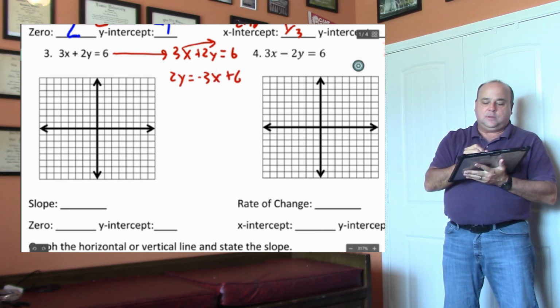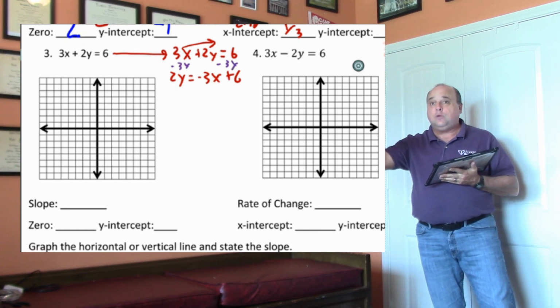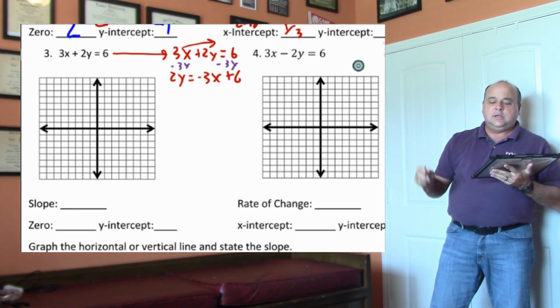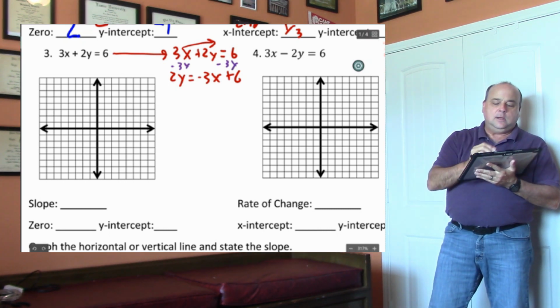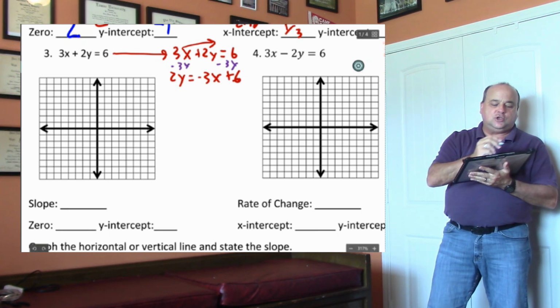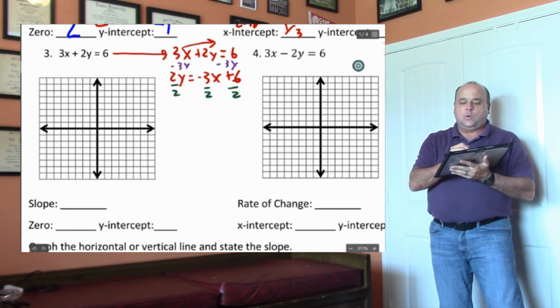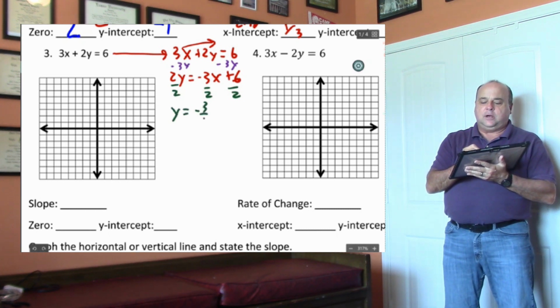If you want, you can put the minus 3x first, but remember, when you move terms across the equal, they'll switch signs. So we have 2y equals negative 3x plus 6. Now I'm going to divide by 2, aren't I? And I'm going to divide by 2 three times. So I will get y equals negative 3 over 2 x plus 3.